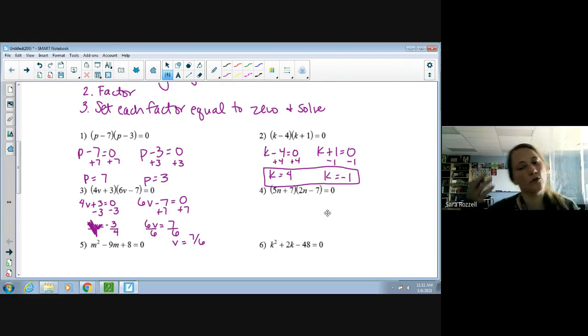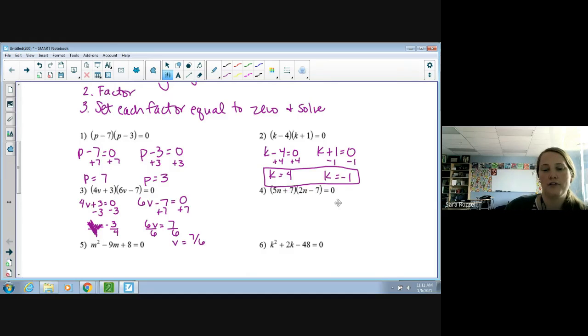All right, go ahead and try number 4 on your own. So that says 5n plus 7 and 2n minus 7. So write them both equal to 0 and solve them.